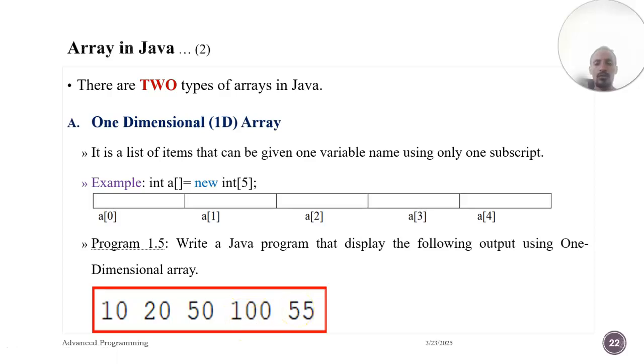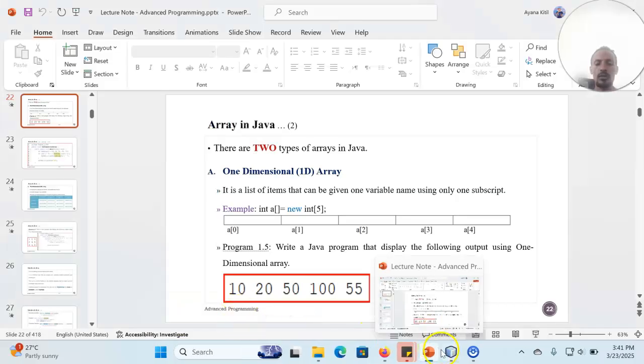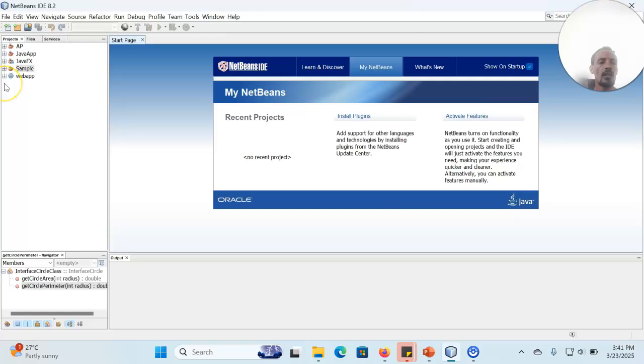One-dimensional array with 5 as the size, the array length. So we are going to write a program. Let's go to our NetBeans. Here we have a project, sample. Then source package, chapter 1 overview.